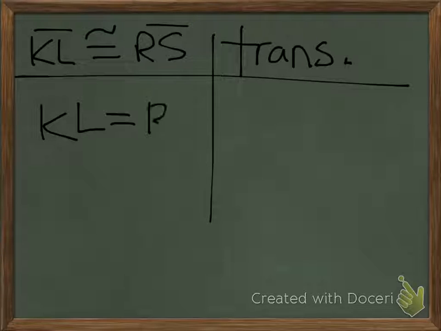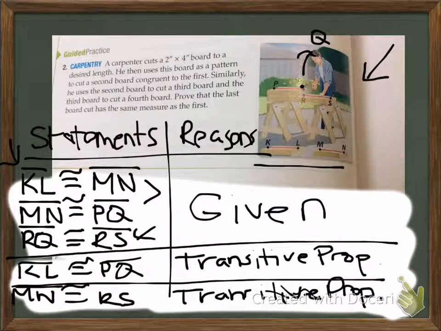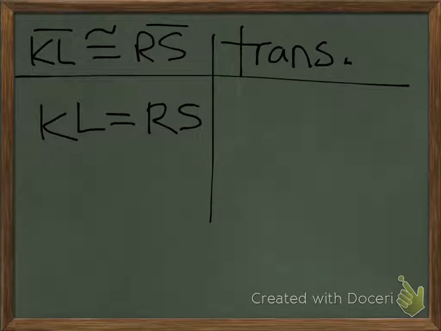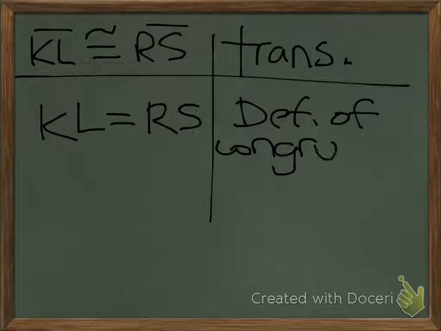And then we have our proof, which is what we said in the beginning, we wanted to do KL congruent to RS, the first board congruent to the last. So that would be the definition of congruence, because if you notice the difference between my last step and this step, I just took the congruent sign off and just made it equal to, because it didn't necessarily say congruent to, it just said has the same measure as the first. So that would be the end of my proof, and that concludes lesson 2-7.